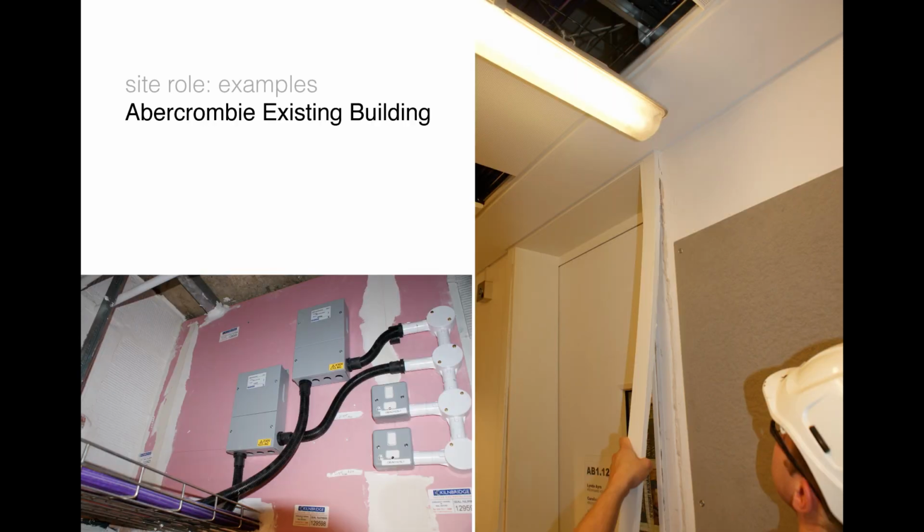Abercrombie existing building again. There's a lot of fire stopping done. The main reason for refurbishing the Abercrombie existing building was to make it safe in the event of fire. So you'll see the fire curtains around and the creation of lobbies at each end. A lot of the services fire stopped. A lot of the doors when they first went in, we had a suspicion, and the clerk of works had a suspicion that they hadn't been properly fire stopped.